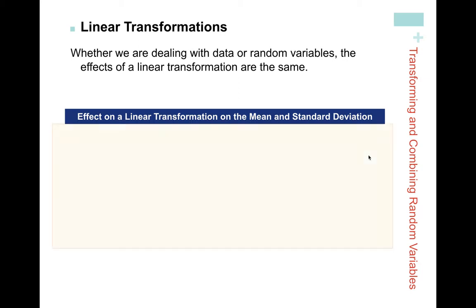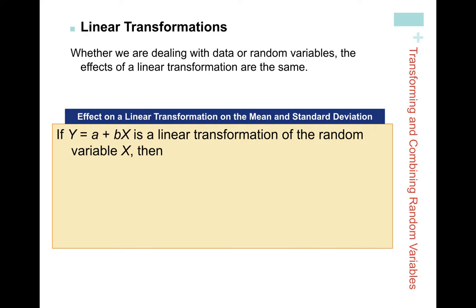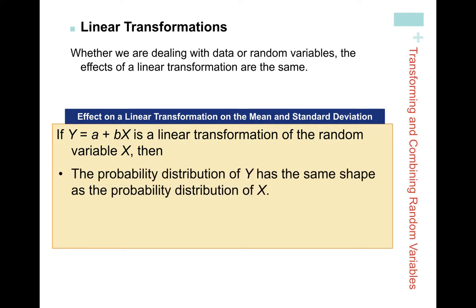So the effect of a linear transformation on the mean and standard deviation: if y equals a plus bx is your linear transformation of the random variable x, then the probability distribution of y has the same shape as the probability distribution of x. Later in the chapter, they talk about the normal distribution. So if x follows a normal distribution, y is also going to follow a normal distribution, because remember, shape does not change.